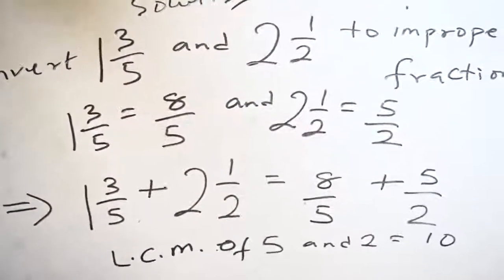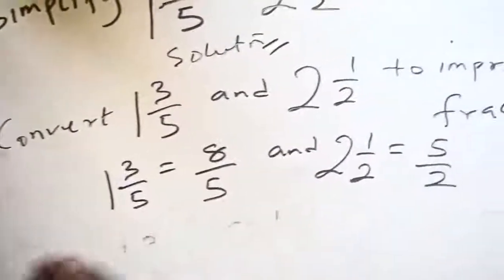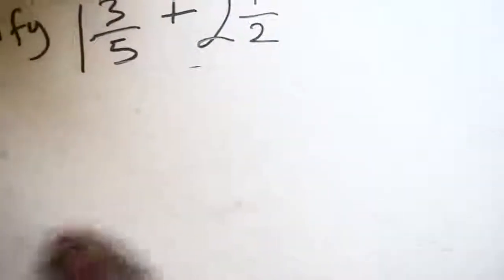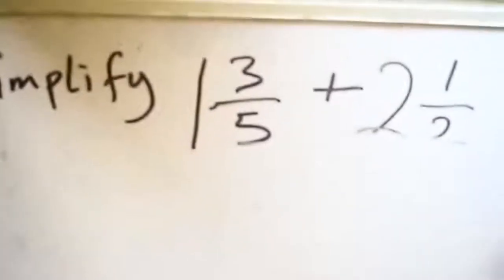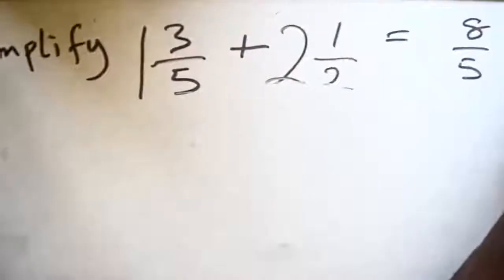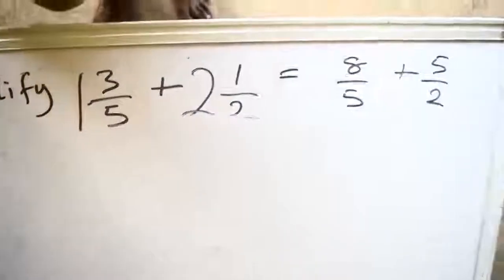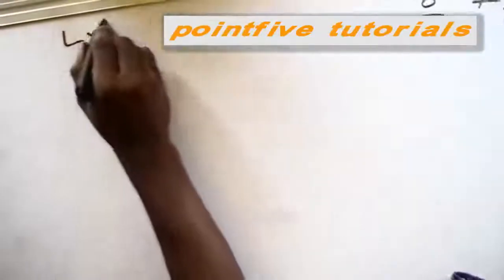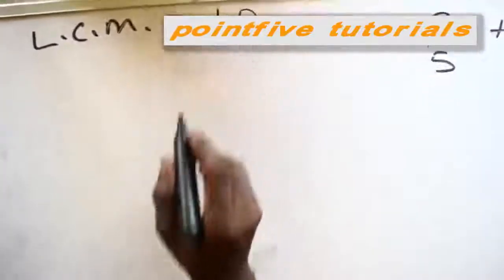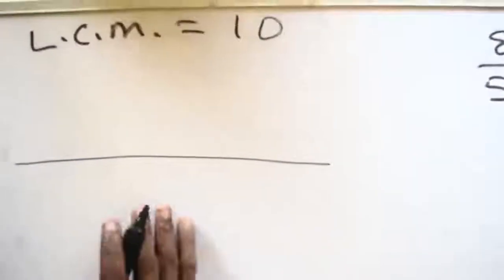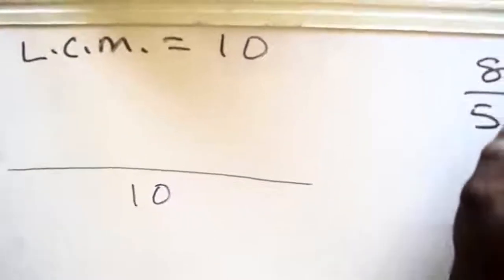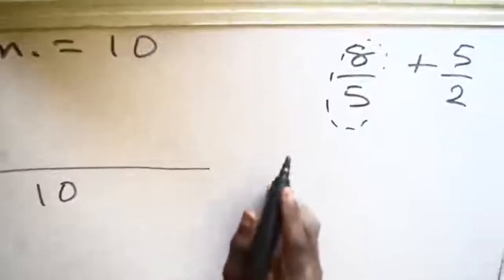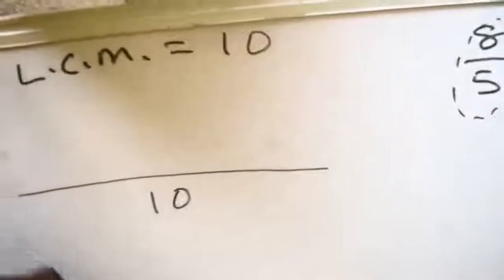So since we have gotten this, let me clean this and move down to the main solving. From the question, we converted everything to 8 over 5 with the addition of 5 over 2. This is the main one we are working with. We also found our LCM as 10. So all we need to do, we draw a line. After drawing the line, we put our LCM as denominator. We move down to the question. The first fraction we got here is 8 over 5. In 8 over 5, we bring down the LCM, which is 10.